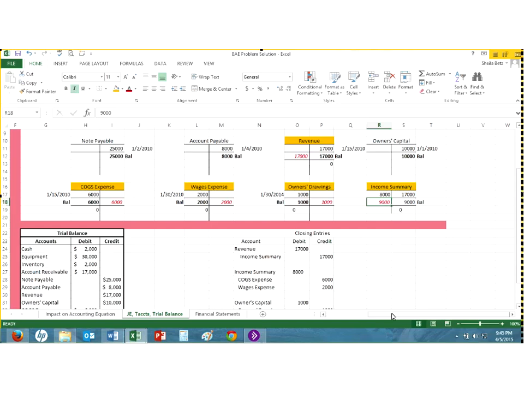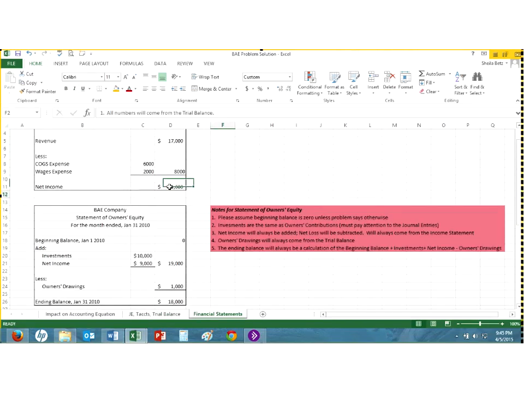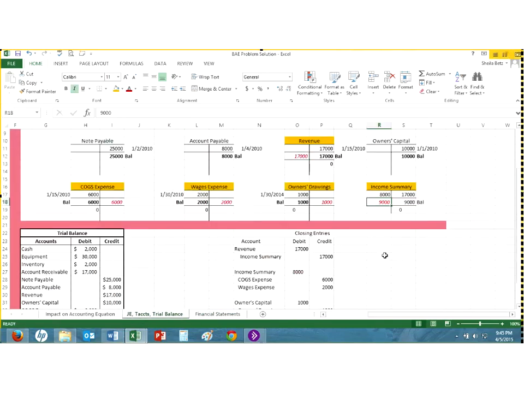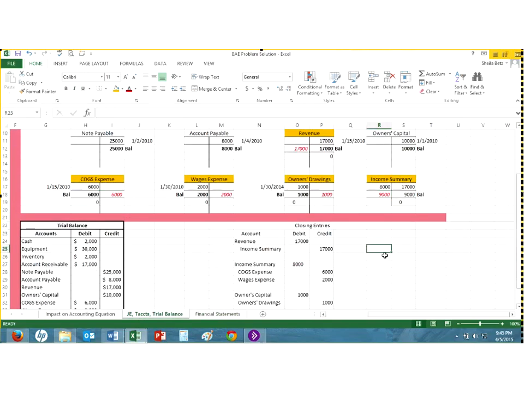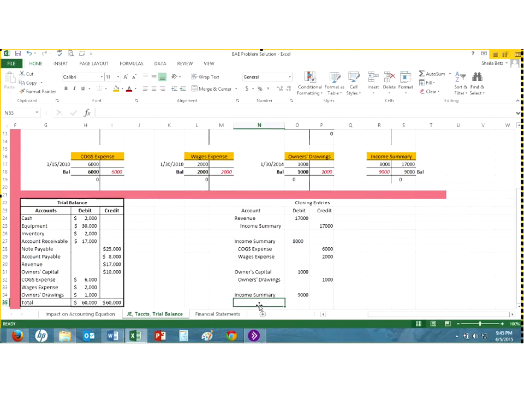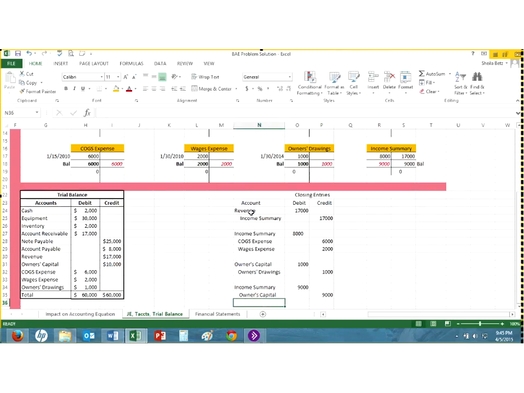Also, this $9,000, if I go and look at my financial statements, is the same dollar amount as the net income on the income statement, which will always be the case. So I'm going to close income summary by debiting it for $9,000, and I'm going to move that money to where it belongs, which is with the owner, to owner's capital for $9,000. And that, my friends, is the set of closing entries.